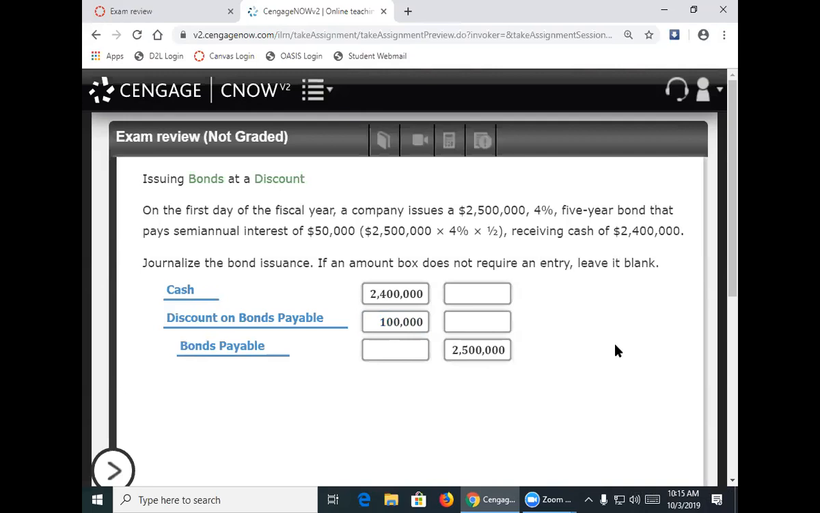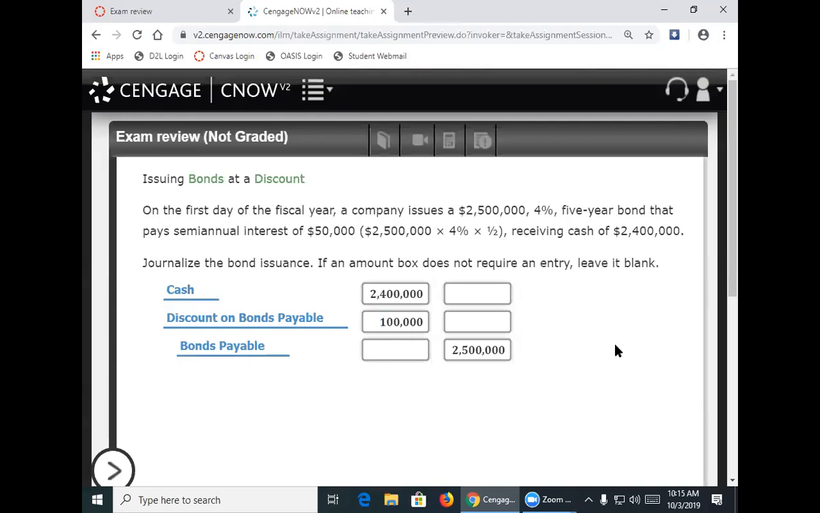Discount on bonds payable is a contra liability. Bonds payable is our liability account. It increases on the credit side. Discount on bonds payable is a contra bonds payable or contra liability account. So it actually increases on the debit side.